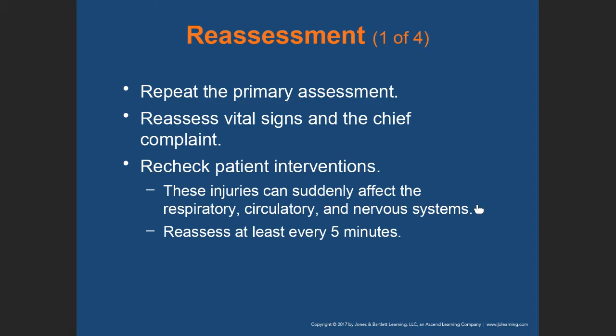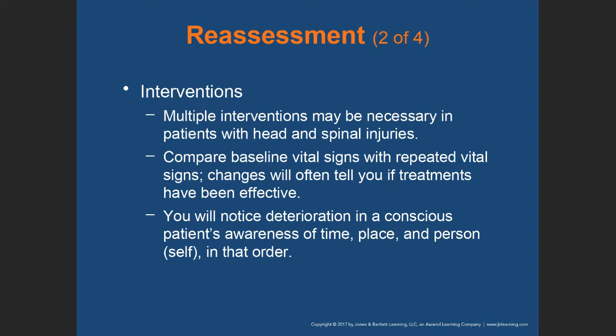Reassessment. Repeat your primary, reassess vitals and chief complaint, recheck interventions. These injuries can suddenly affect the respiratory, circulatory, and nervous system. Reassess at least every 15 minutes. So you're looking at your interventions. Are they working, or is the patient's vital signs progressing? Is it getting better? Is it getting worse? Is there anything you need to change?